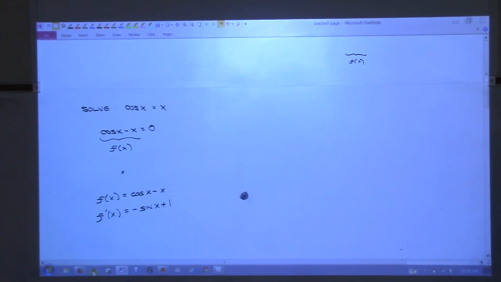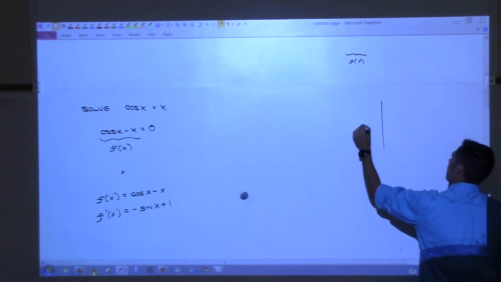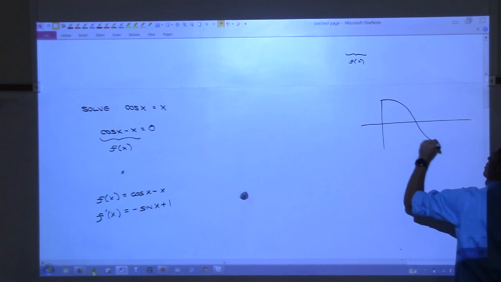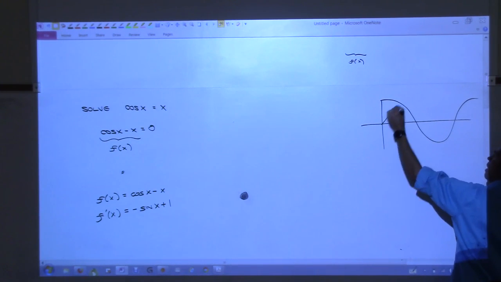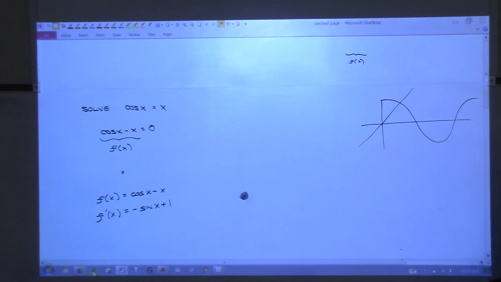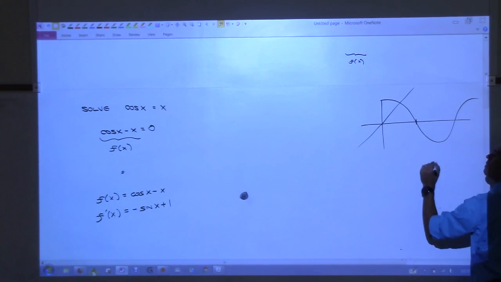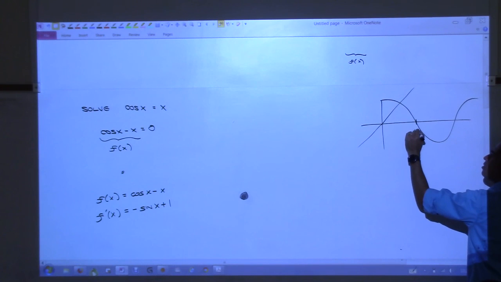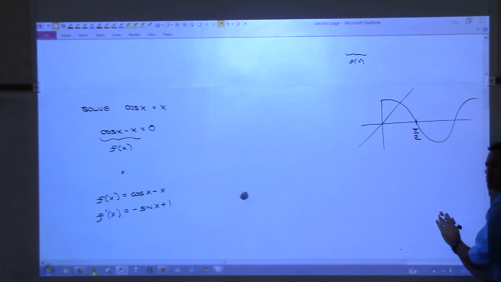I need a guess. Well, it might help us if we graph. Just mentally graph. This is cosine, and this is x, right? We know this right here is what? Pi over 2, which is a little bigger than 1, right? So maybe we start at 1. What do you say? Start at 1? Just see what happens?